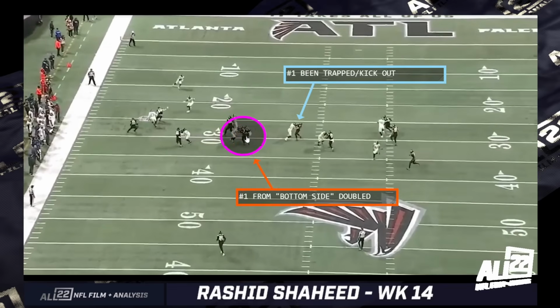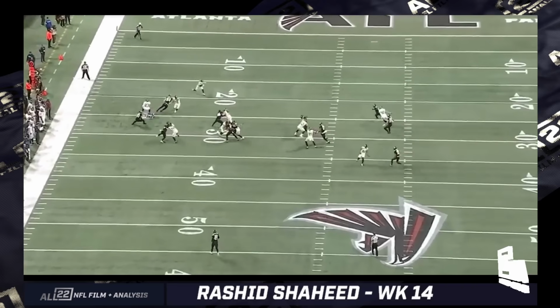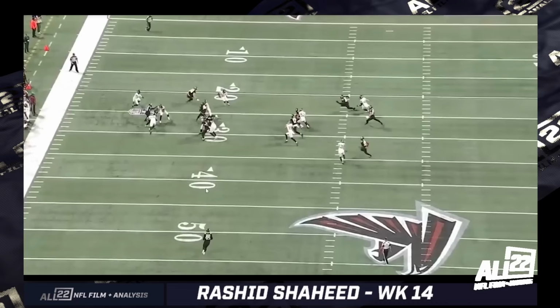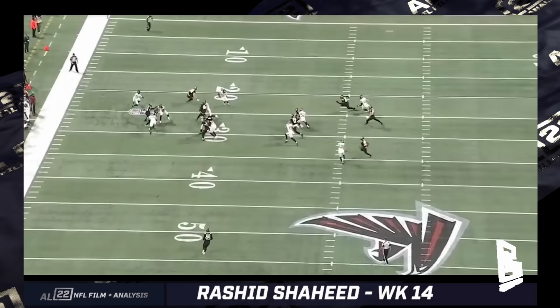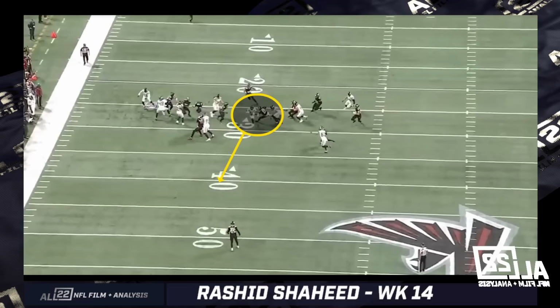Here's the double team on the number 1 from the bottom side. You've effectively trapped or kicked out the number 1 from the top. Looks like to me you lose this guy here, number 4, from the bottom side. And the other returner is trying to decide whether he should go block him or not. He realizes that's not the player he's assigned to, in my opinion, so leaves him to go after the unblocked number 5. Shaheed has got a lane obviously developing already, and he's able to get through one tackle. I think it's Arnold Ebiketie.